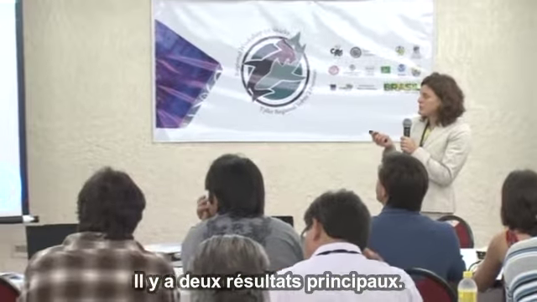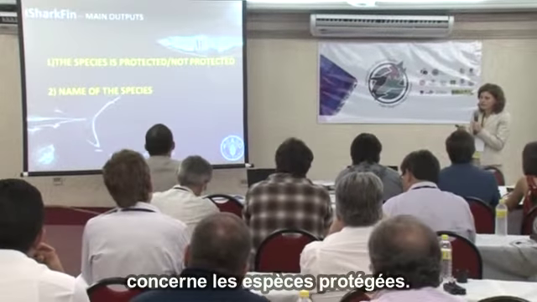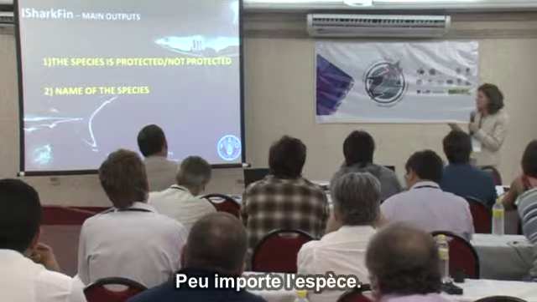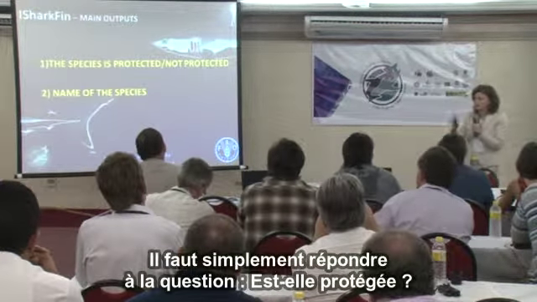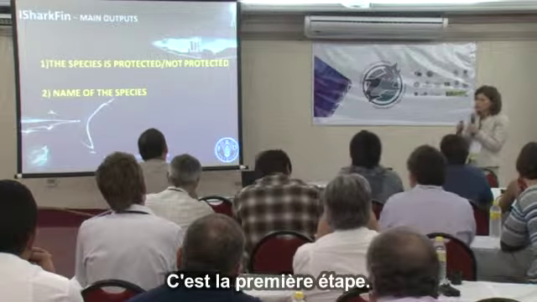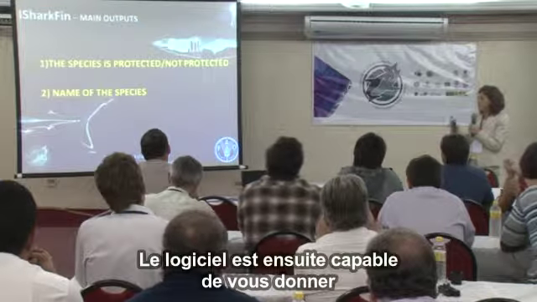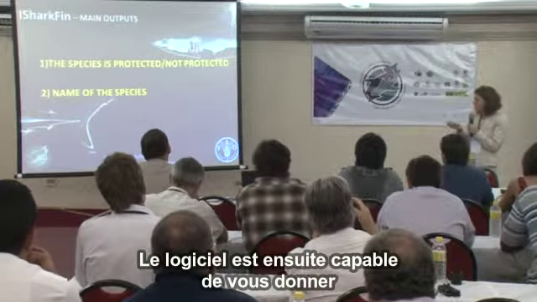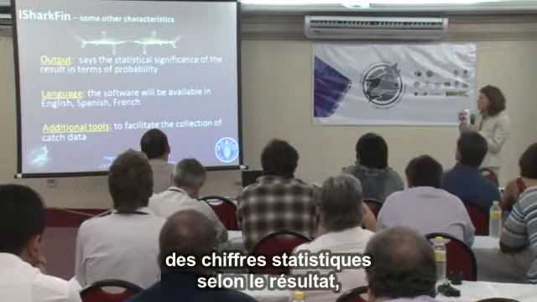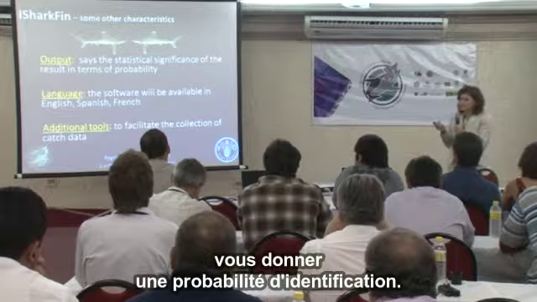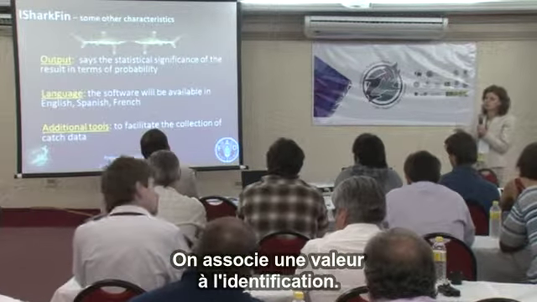So the main outputs are 2. The first one that I asked especially for protected species: I don't mind which is the species, just give me the answer. Is it protected or not? This is one first step. The second step, in case it's possible, the name of the species, and then the software is able to tell me in the output the statistical significance of the result in terms of probability of the identification. So you have a value associated to the identification.